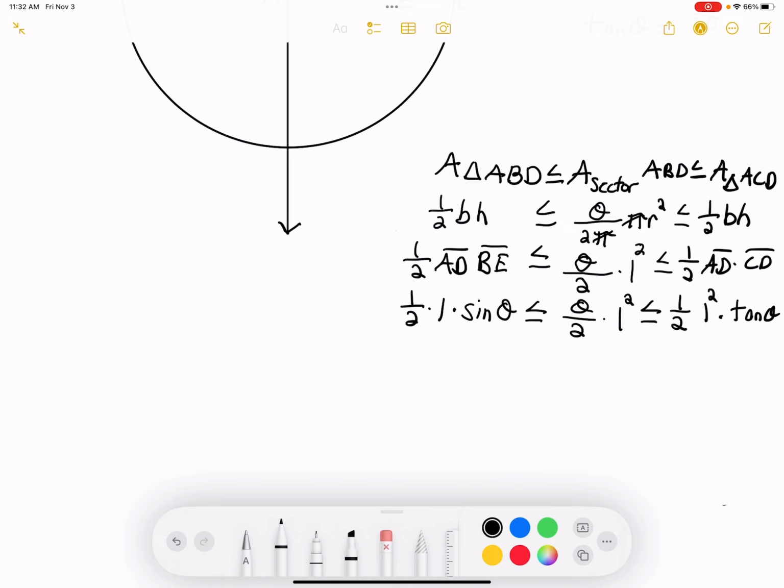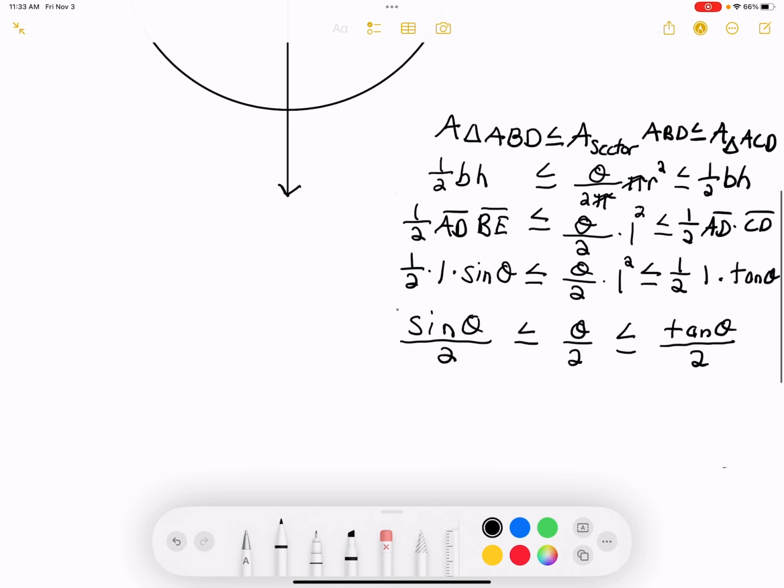1/2 times 1 is 1/2. Looks like we get sine theta over 2 less than or equal to theta over 2 times 1 squared, which is just theta over 2, less than or equal to 1/2 times 1 squared. I'm sorry, not 1 squared, but it doesn't matter. 1 squared or 1, they're all 1. So this is just tangent of theta over 2.